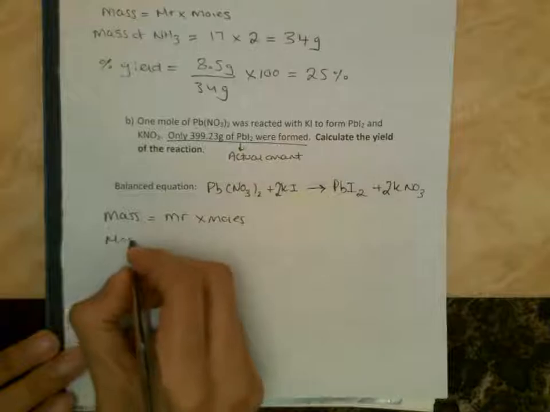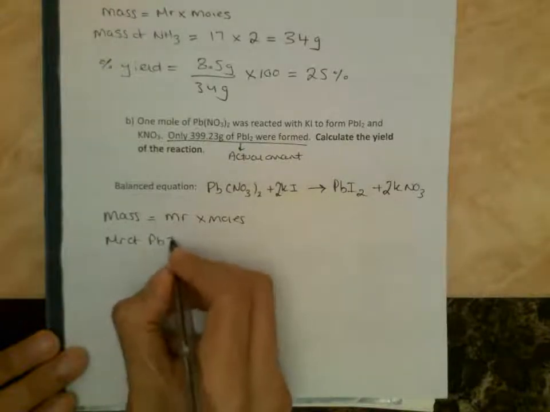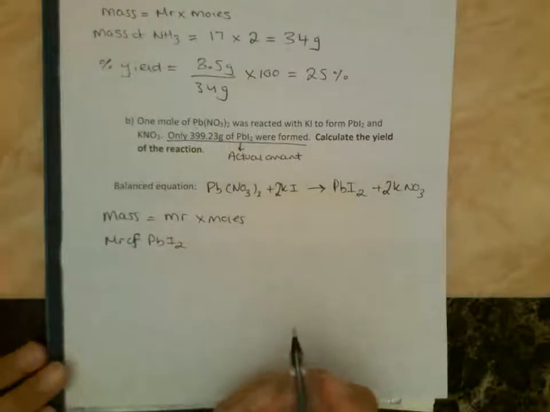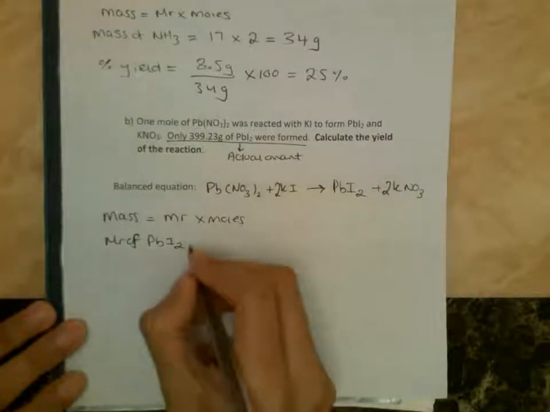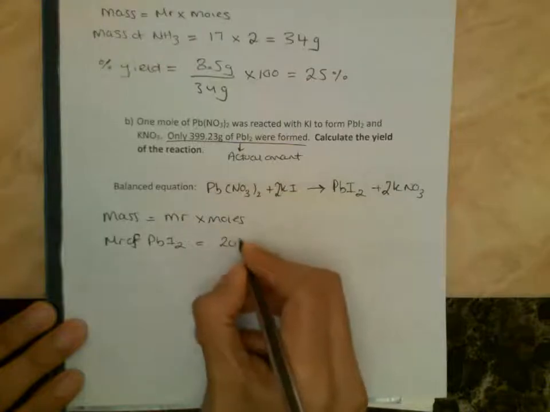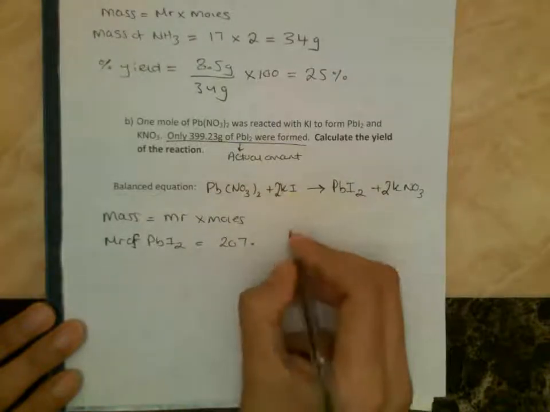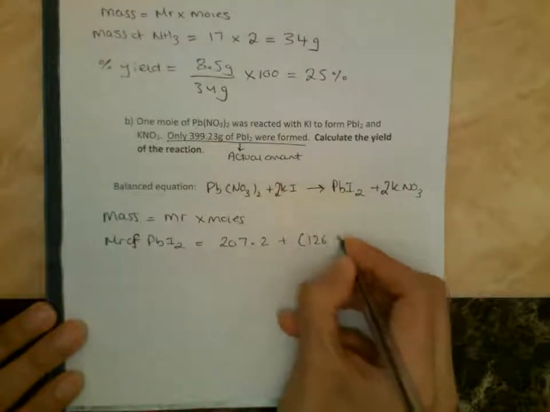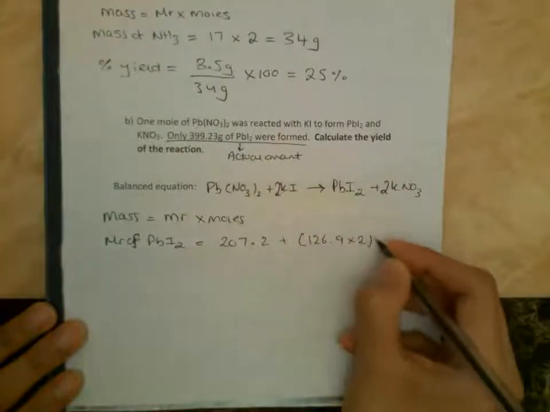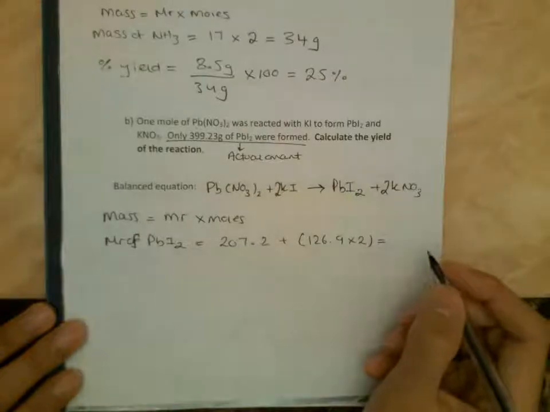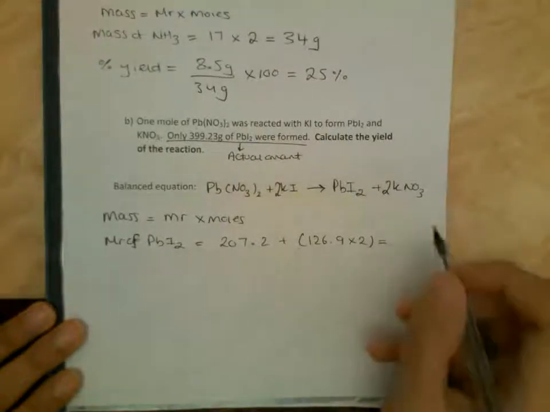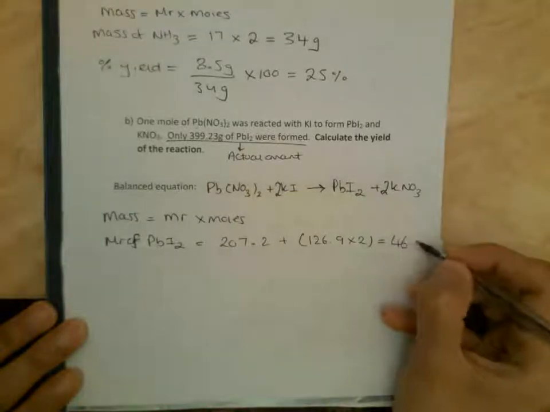So the Mr of lead iodide is going to be 207.2. And then we've got two iodines, or iodides, I do beg your pardon. So that is 461.